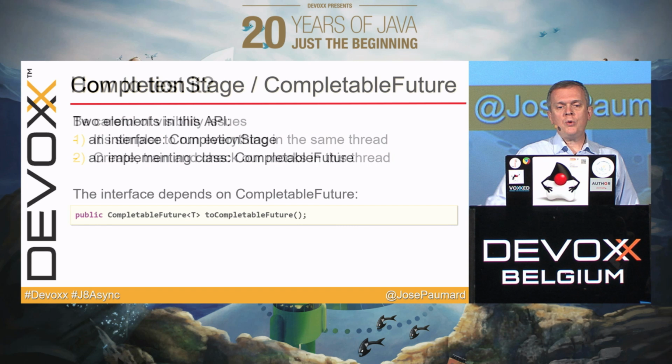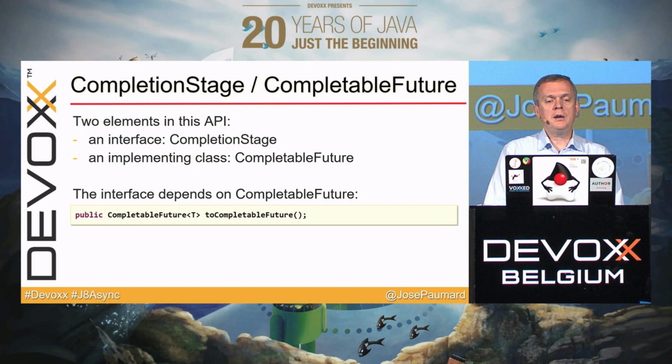So what do I have in this completion stage, Completable Future API? In fact, I have two elements in this API. The first element is the completion stage, and I have an implementing class, which is Completable Future. Now, there's something quite, I think, unique in the JDK, is that inside the interface itself, I have a method that returns the implementation. So I have a toCompletableFuture in the interface that returns the Completable Future, which is the implementation of the completion stage.